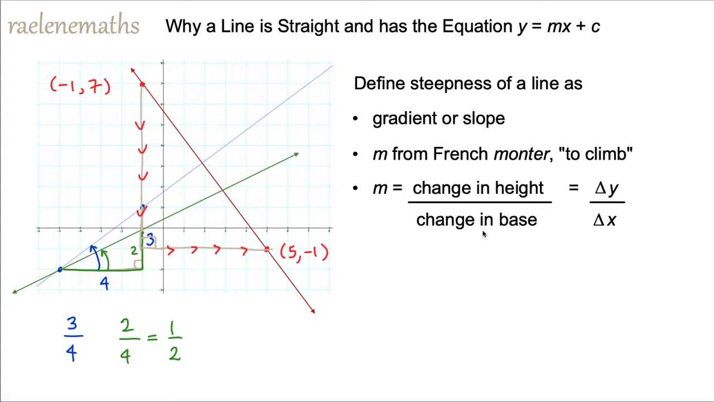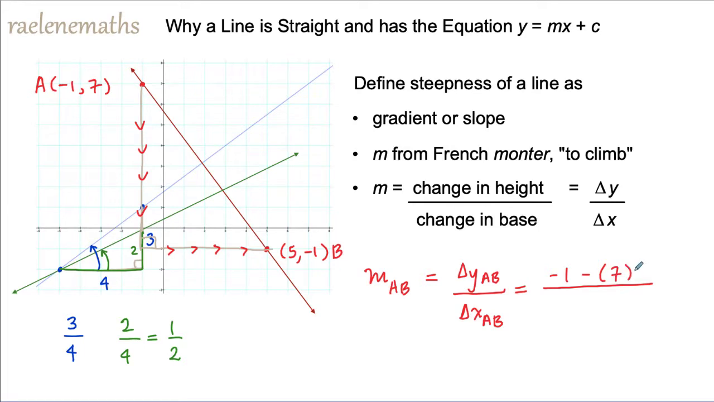So we are going to define the gradient, or the slope m, as the change in height over the change in base. Let's call the first point point A and the second point B. Now we have the gradient of the line through points A and B as the change in y from A to B divided by the change in x from A to B. And when we calculate this, we take the second y coordinate, which is -1, subtract the first y coordinate, which is 7, divided by the second x coordinate, which is 5, subtract the first x coordinate, which is -1. And this gives us a gradient of -8 divided by +6.